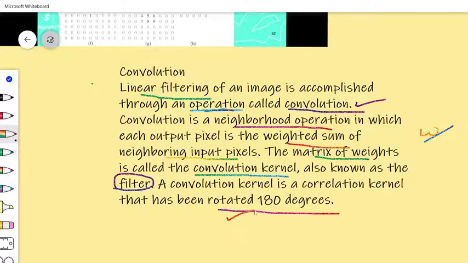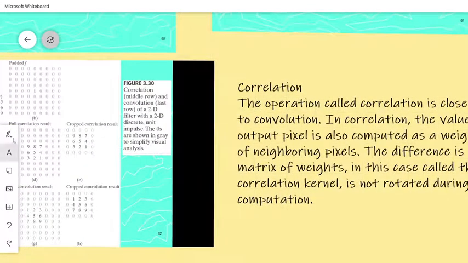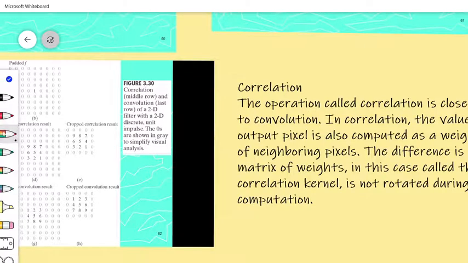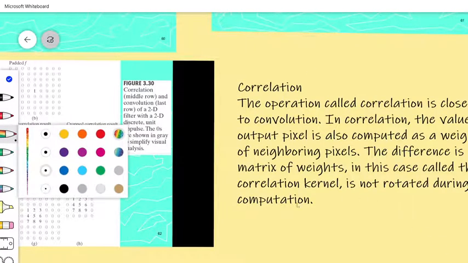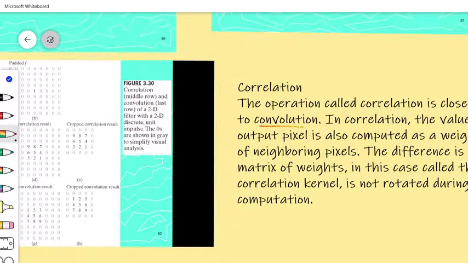Remember, in the convolution filtering operation we rotate by 180 degrees. Remember this point, because in correlation we do not rotate. So correlation is also closely related to convolution.